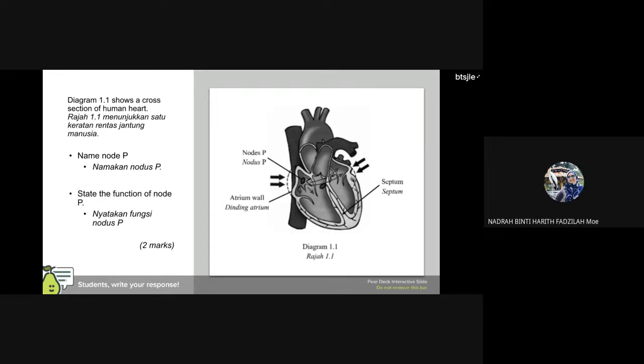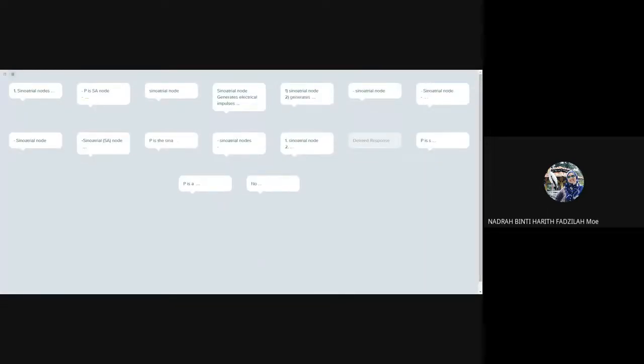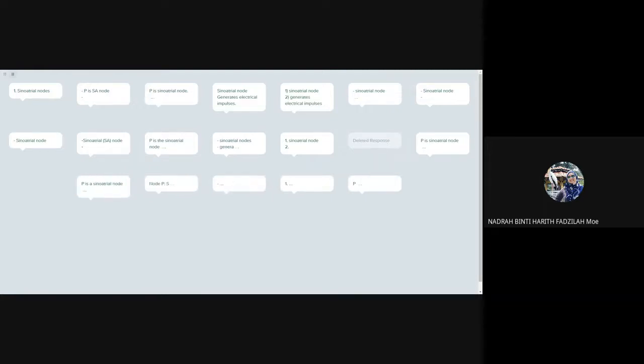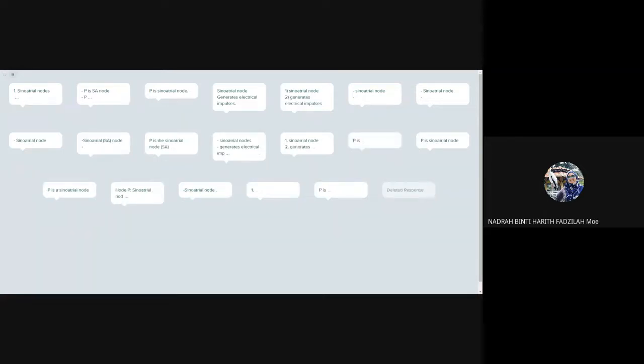Nama dia apa? Kita tak boleh kata P is a node. Tak boleh. Kita kena bagi tahu the specific name for that structure and what is the function of the structure. State the function. Apa beza name dengan state? Biasanya state ni soalan dia tanya pasal karakteristik ke, state the characteristic, state the function, dekat situlah. So dekat state ni biasanya kita gunakan verb. Okey, tapi kalau name kita memang akan gunakan kata nama khas lah. Okey, very good. P is SA node atau sinoatrial node.